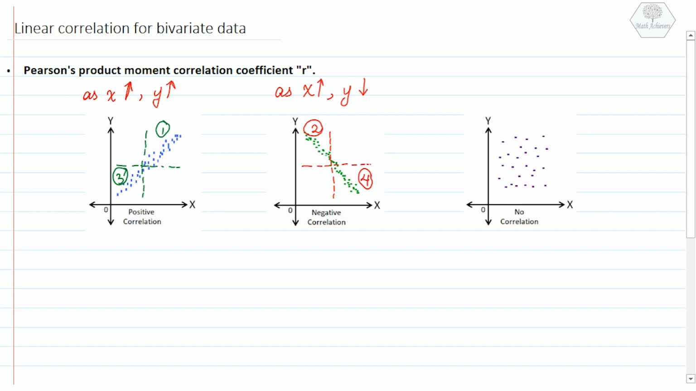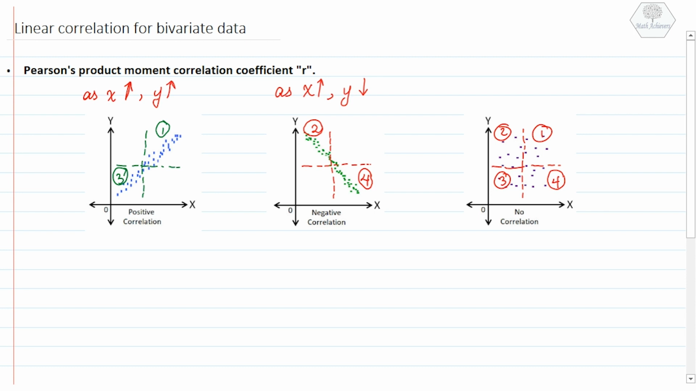Let's see when there is no correlation. No correlation means that I don't know when x increases what happens to y, and the opposite way is true as well. I don't know as x decreases what will happen to y. In this case, if I draw an axis this way, I will find that all the scatter points are found in the first, second, third, and fourth quadrants.